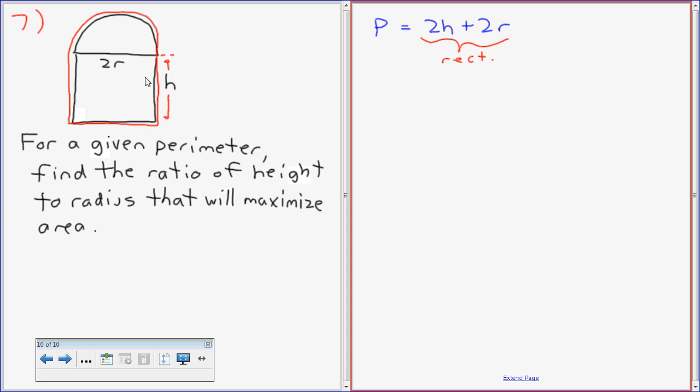What's the semicircle? Half of a circle's perimeter: 2 pi R over 2, which is pi R. And this is your semicircle. Okay, now let's just make sure I draw that correctly.